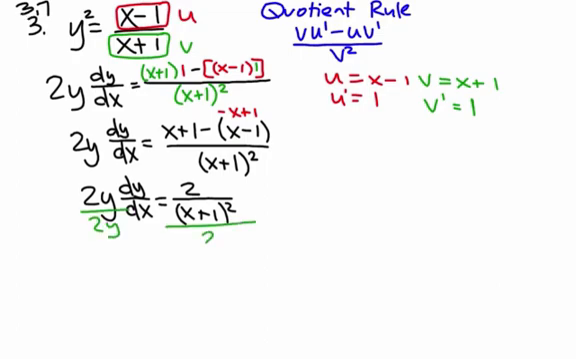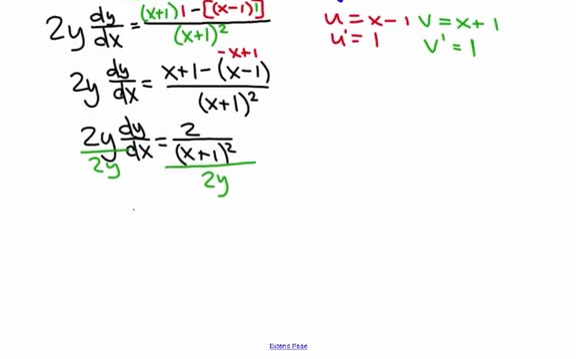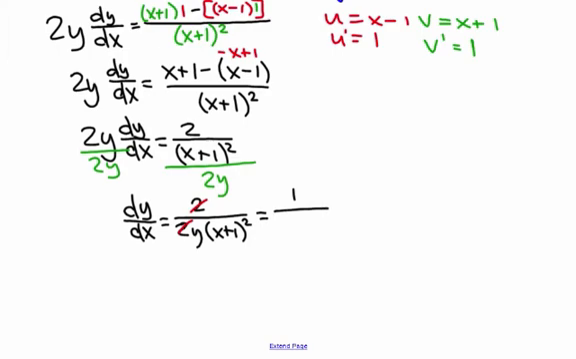And the very last step is we're going to get the dy dx all by itself by dividing both sides by 2y, because the derivative is dy dx equals. And so when we go with dy dx equals, we get 2 over 2y times x plus 1 squared. And you'll take one more tiny little step by dividing out the 2's, which leaves us with 1 over y times x plus 1 squared. And that is the derivative of the function that we started with.